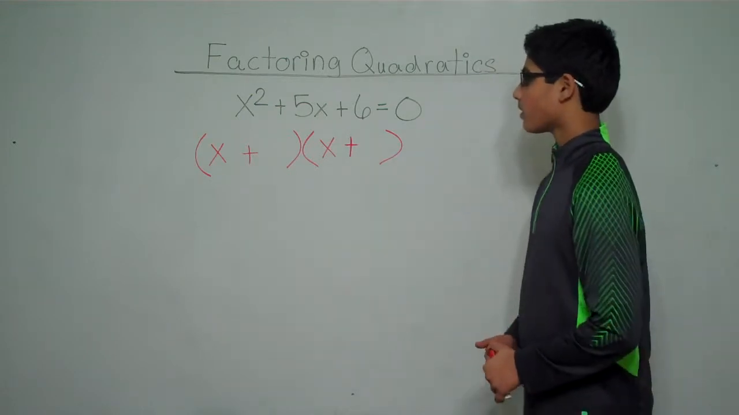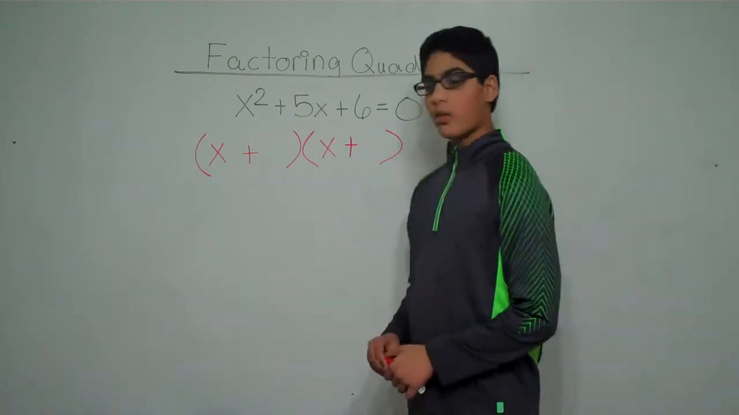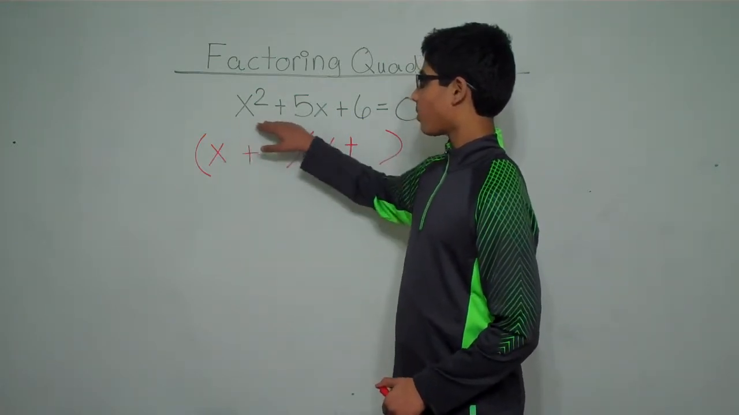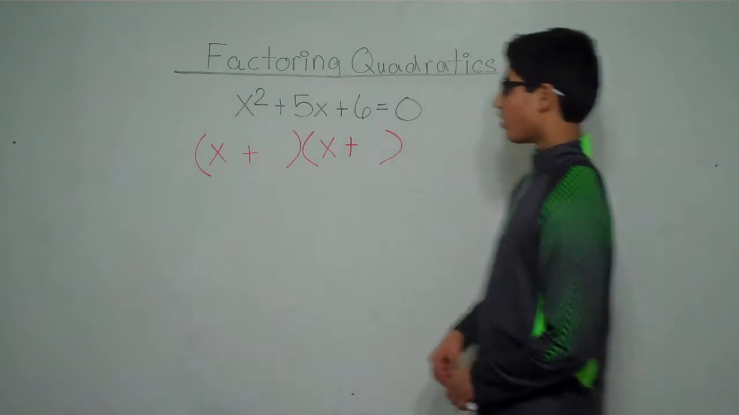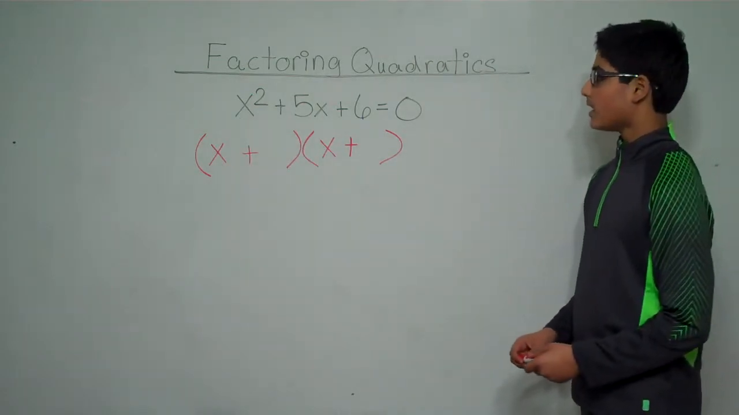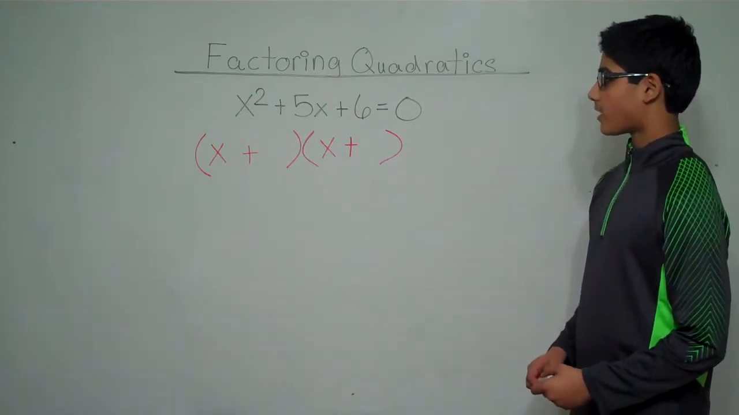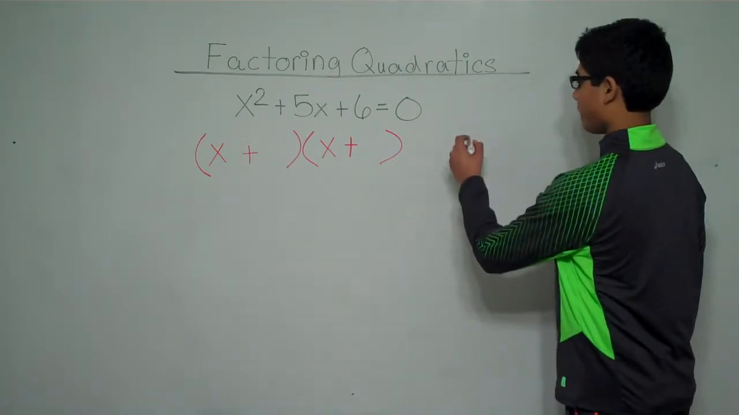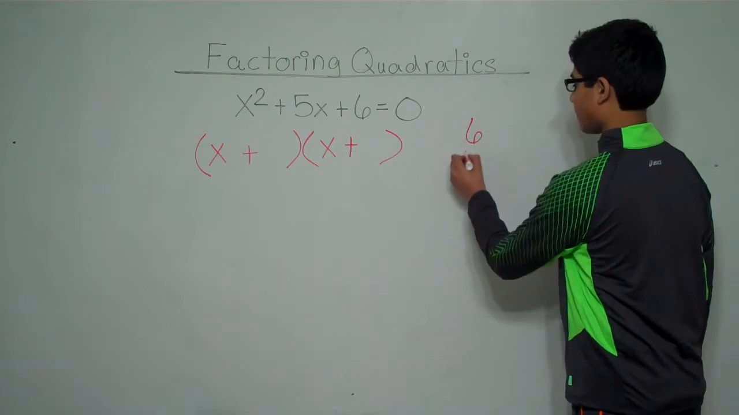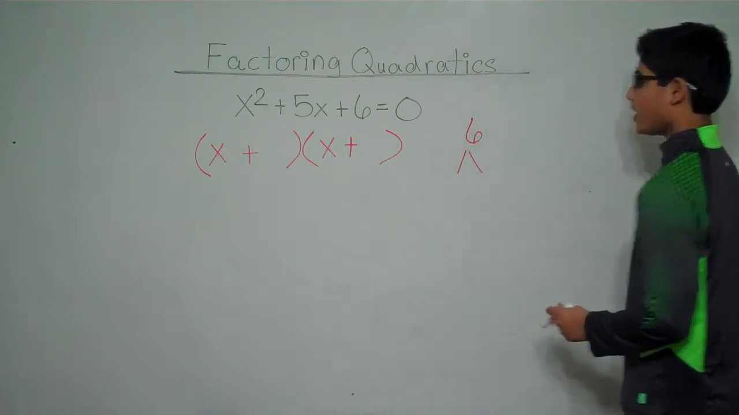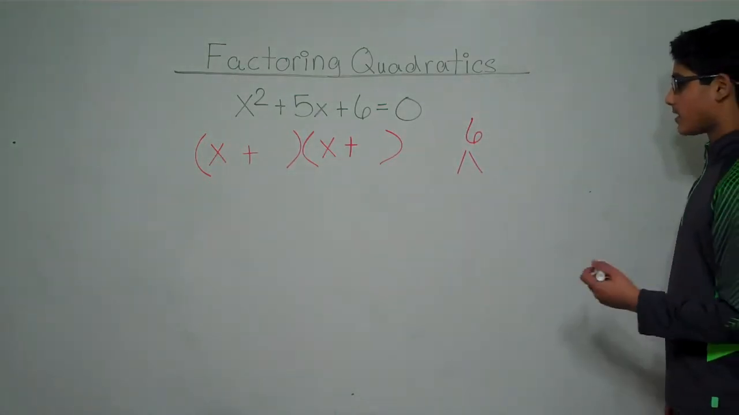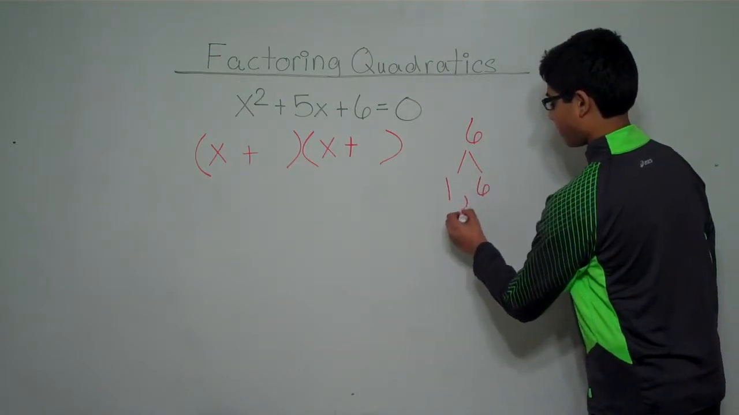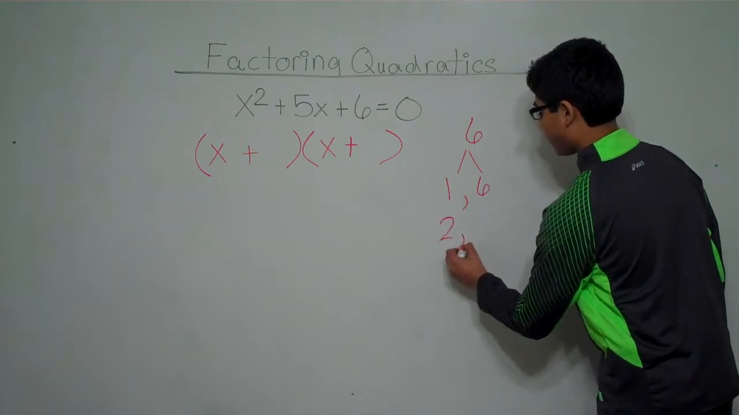Now, when we have a quadratic equation where we only have x squared and no coefficient here, or the coefficient is 1, then there's an easier way of factoring this quadratic equation. So, we can find the factors of 6 that add up to 5. So let's first find the factors of 6. The factors of 6 are 1 and 6, and 2 and 3.